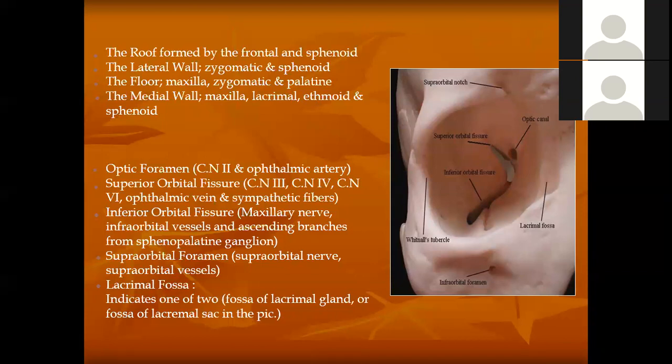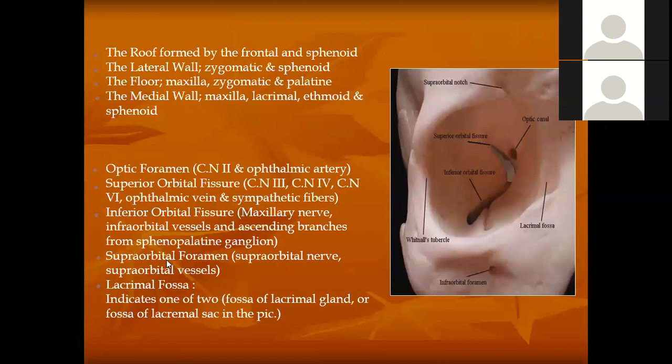Now, the superior orbital fissure, as I already told you, carries the third, fourth, and sixth cranial nerves, the ophthalmic vein, and the sympathetic fibers. Then there is the inferior orbital fissure. It carries the maxillary nerve, infraorbital blood vessels, and ascending branches from the sphenopalatine ganglion. These go through the inferior orbital fissure.